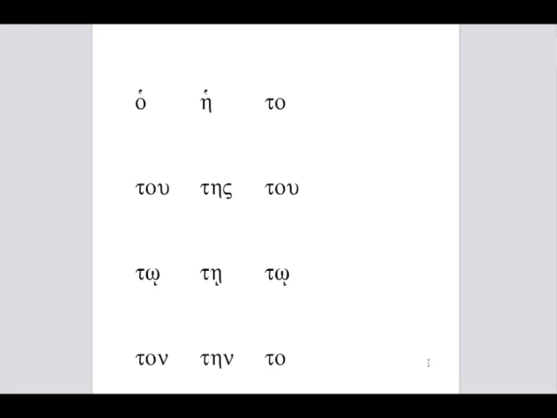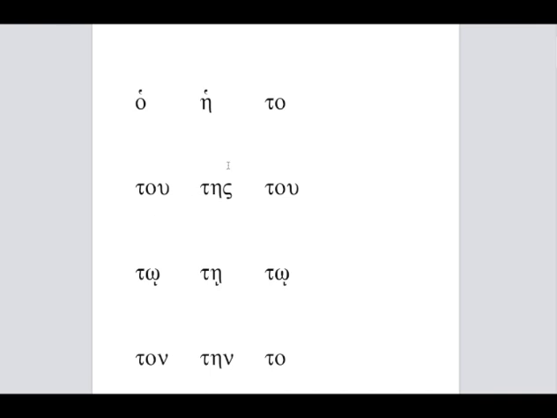Today we're going to be discussing the case system. Cases have to do with nouns. In English, we don't have cases. In Greek, there are four main cases. There's the nominative case, there's the genitive case, dative case, and accusative case.